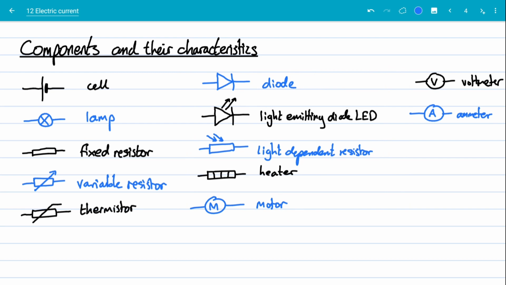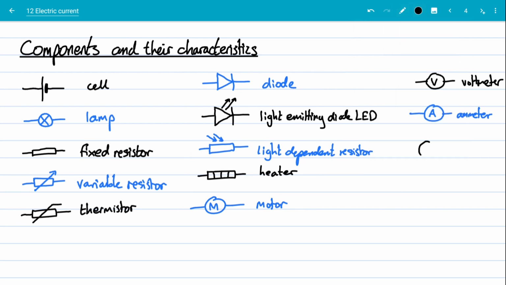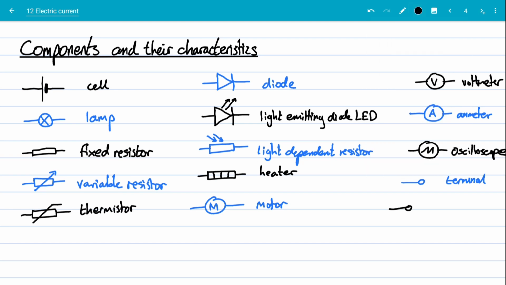We could have some others, I suppose. We could have the oscilloscope, which we met in the waves topic. The symbol for that tends to be a zigzaggy line, and that's very easy to confuse with the motor, but it is different. Anytime we have some sort of connection between two points, we can have terminals, so that would just be a terminal. And of course we've got switches, which I haven't bothered to draw.